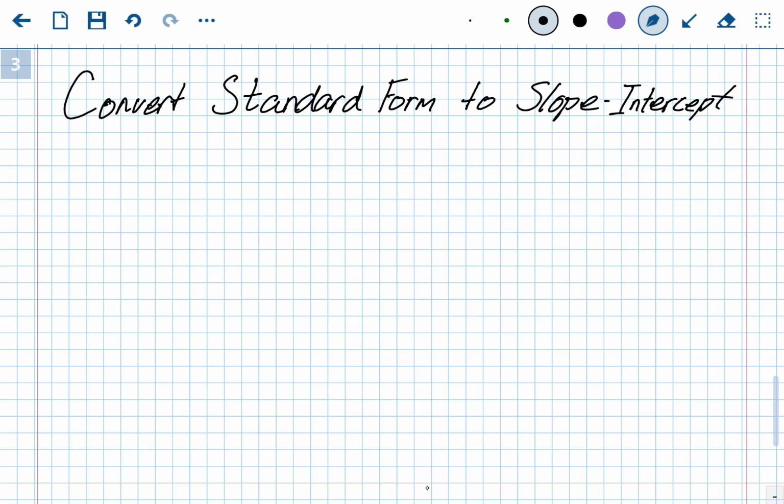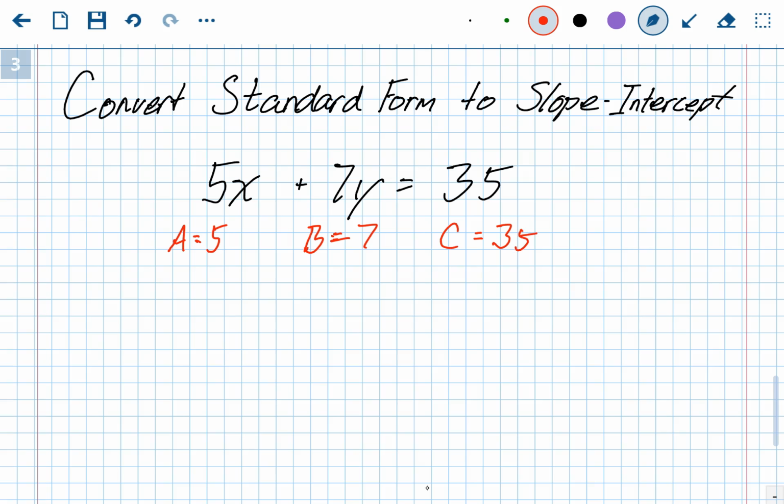Okay, and then the last thing we're going to do is convert from standard form to slope-intercept form. So let's get a standard form equation out here. Let's say 5x plus 7y equals 35. Okay, so this one's in standard form. Since it's in standard form, we could identify what a, b, and c are. A is 5, b, always the number in front of y, which is 7, and c is the constant, which is 35. Since we're also in standard form, we can figure out the x and y intercepts pretty easily.